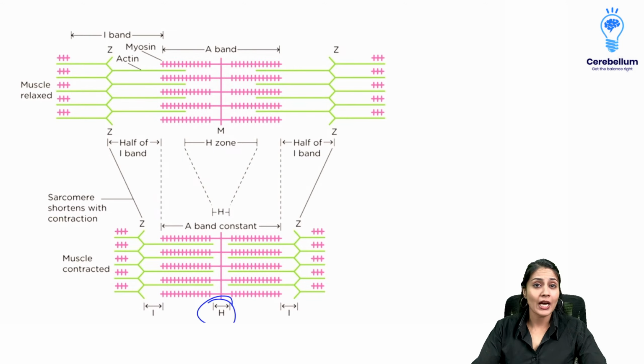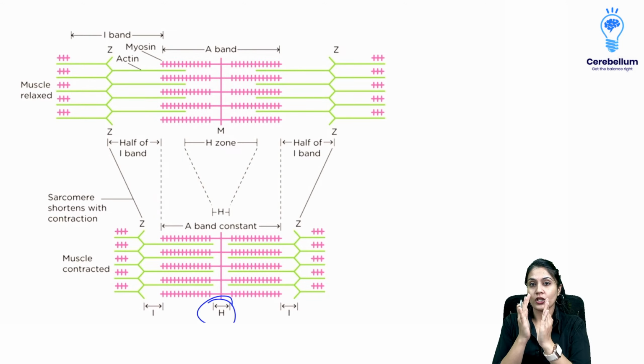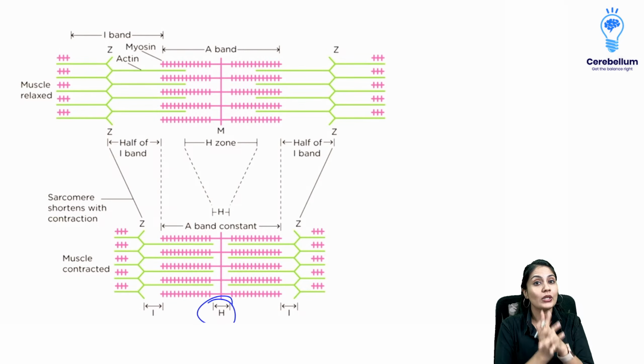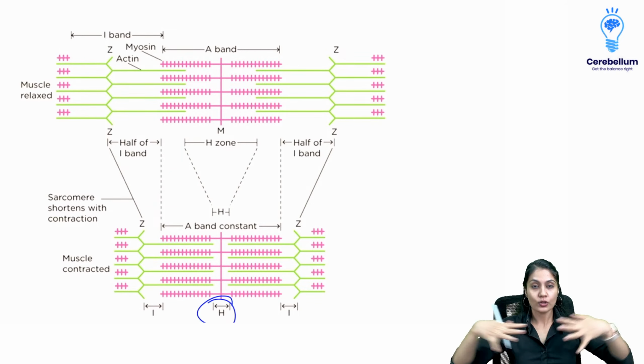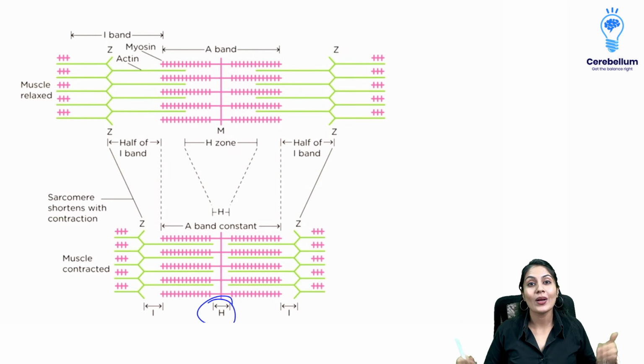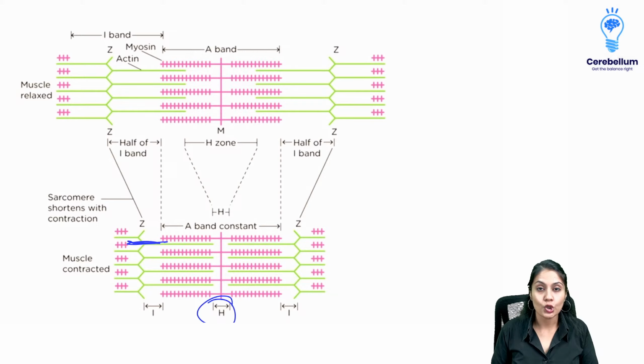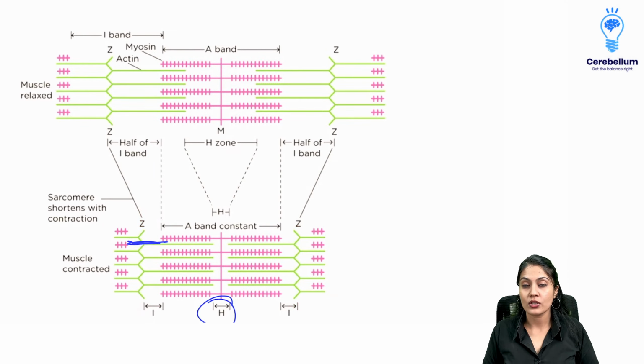What will happen to the I band? I band will be shortened. Why? Because I band was only actin. But when the actin-myosin cross bridges start to occur, the overlapping increases, and because of that, the I band will be shortened. And because of that, the Z lines are also going to come closer whenever we do the contraction.